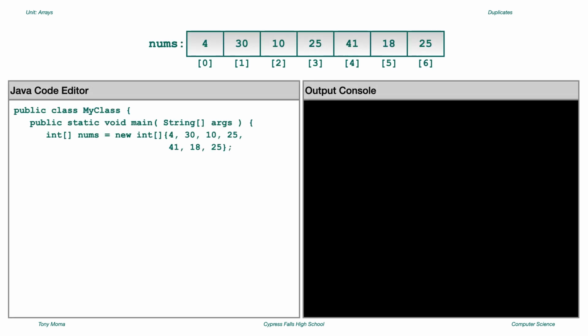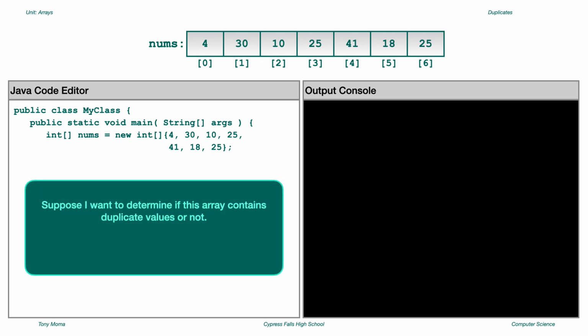Consider the following array of integers. Suppose I want to determine if this array contains duplicate values or not. For this kind of problem, it'll be easier to understand if we illustrate how it'll work first before we code it. So, how will we start?